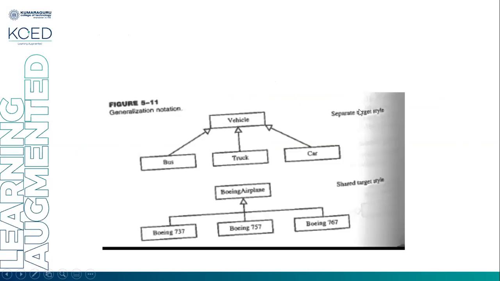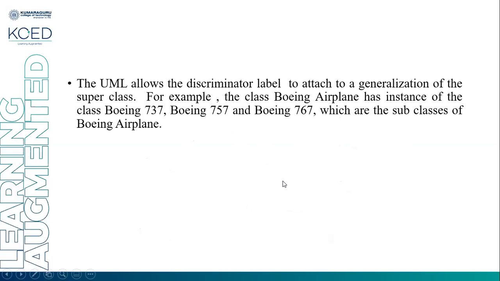Vehicle is a superclass, and bus, truck, and car are the subclasses. They inherit the properties from the vehicle class. This is the symbol. We can also draw it like this: Boeing 737, Boeing 757, and Boeing 767 are subclasses of the aeroplane. We can have one hollow arrow with connector lines. In both ways we are able to represent the generalization notation.